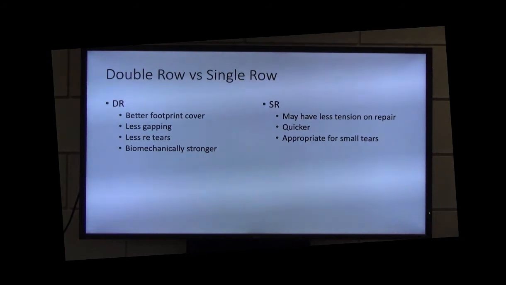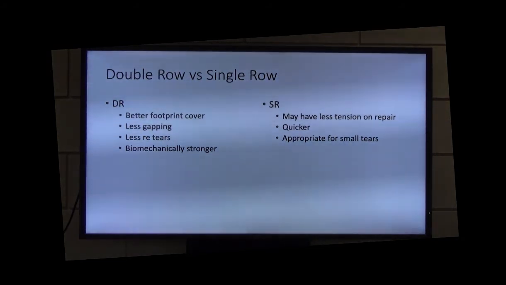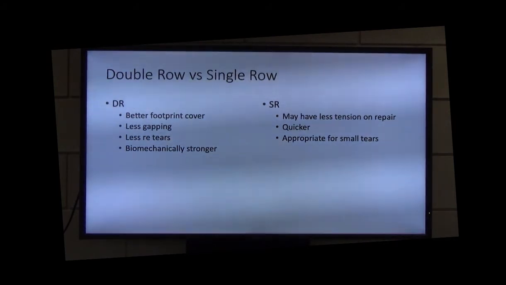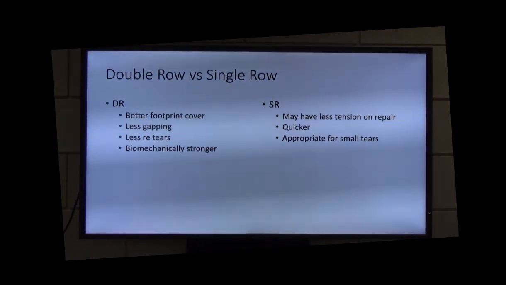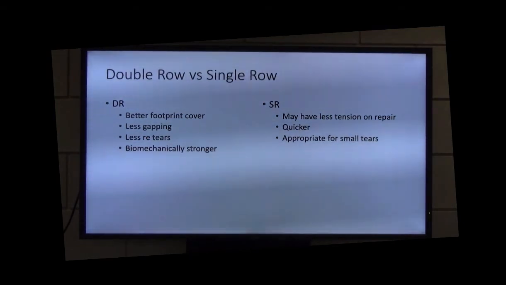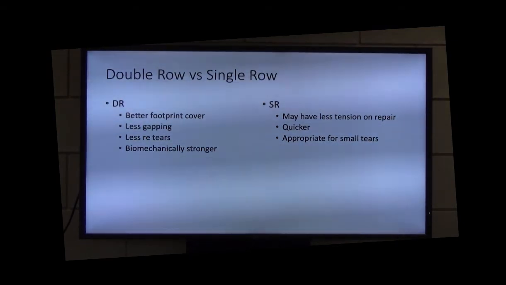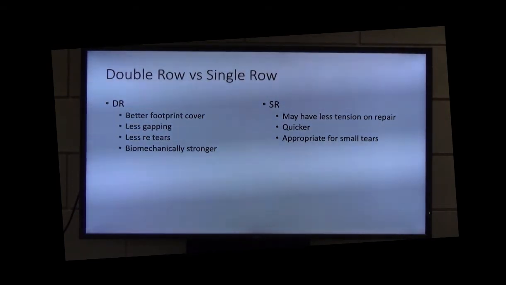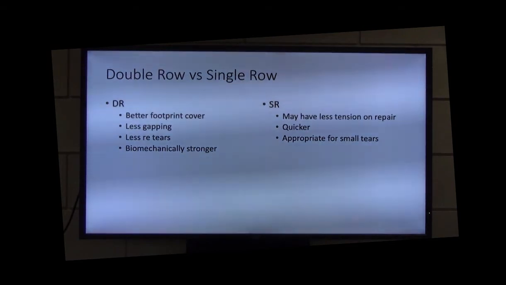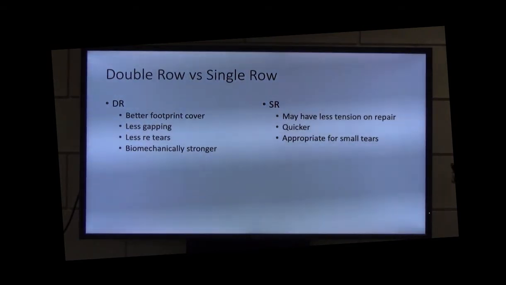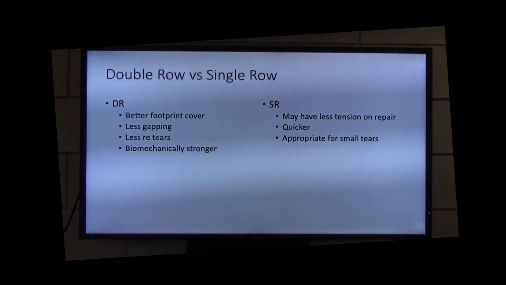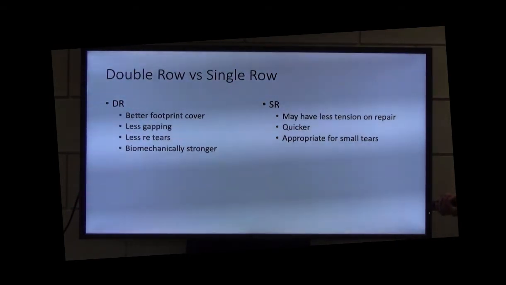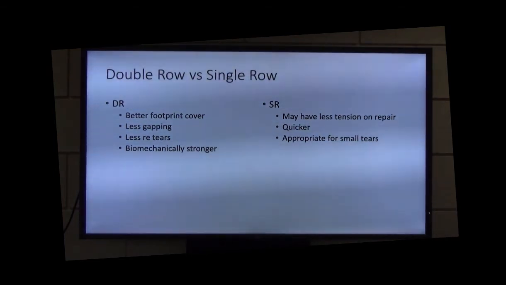Okay, so double row versus single row. Okay, so there's a lot of literature out there. However, clinically, there hasn't necessarily been any big studies to suggest that double or single are better. Biomechanically, the double row is better at getting footprint cover. You get less gapping, you get less re-tears, and it's biomechanically stronger. However, sometimes you can get less tension on a single row repair because you're not having to pull the tendon over quite so far. And in some people's hands, it's a lot quicker to do a single row repair. So these are things you need to balance.